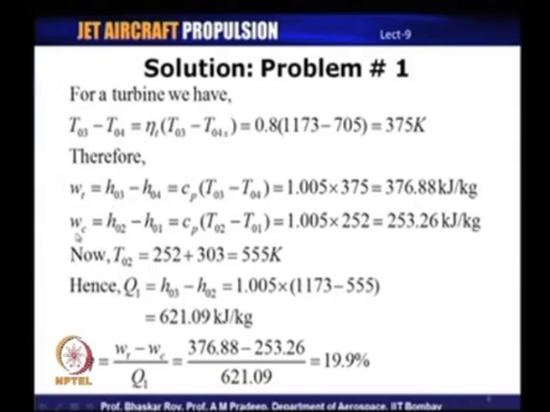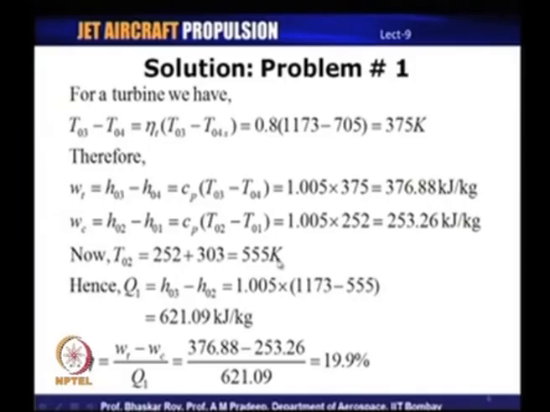Similarly, we have Wc, which is the work by the compressor, equal to H02 minus H01, which is Cp times (T02 minus T01), which is again equal to 253.26 kilojoules per kilogram. So, we can also now find T02, because the difference is known and T01 is known. So, T02 is 252 plus 303, that is 555 Kelvin.